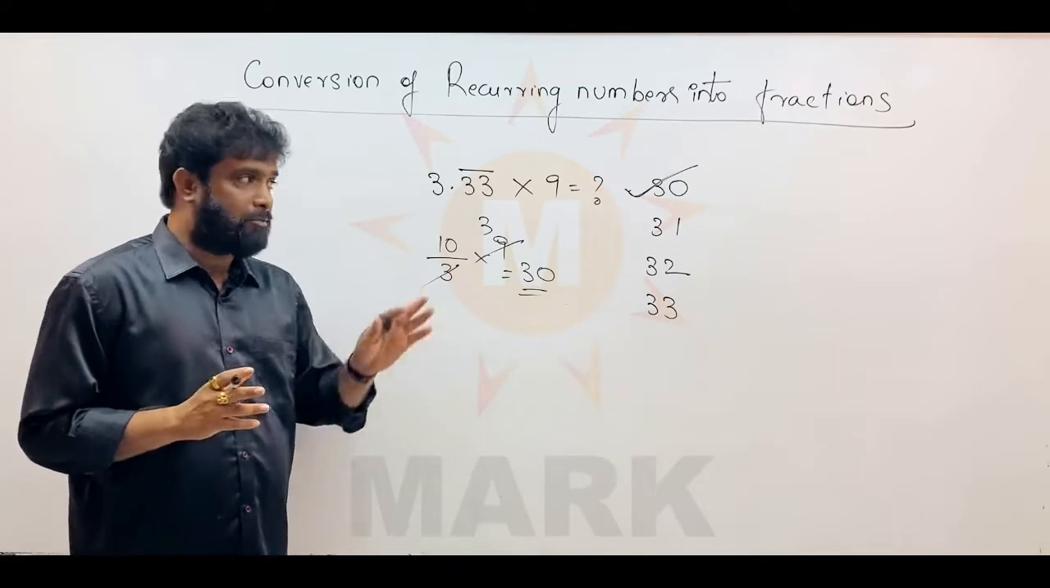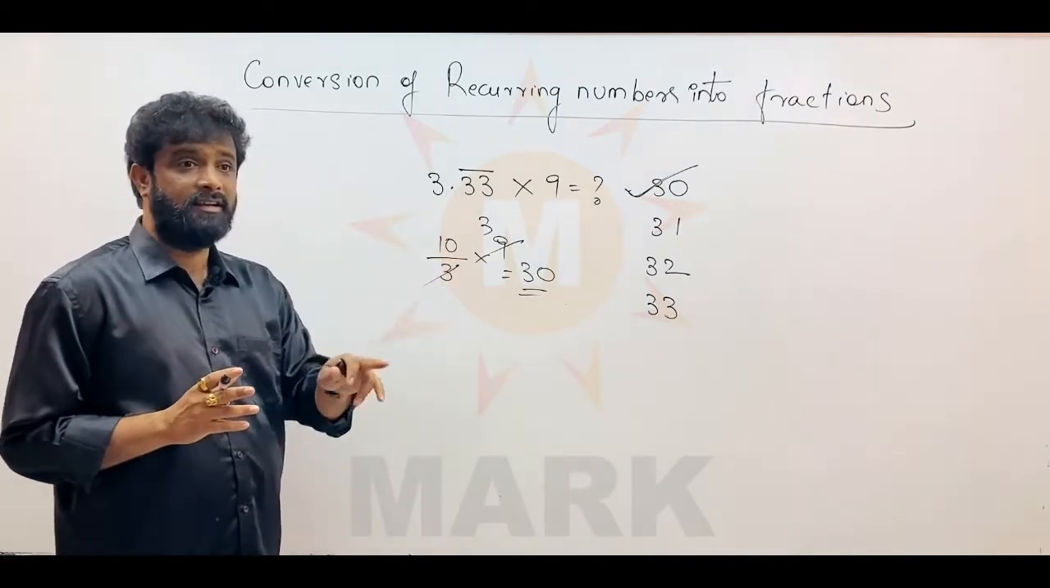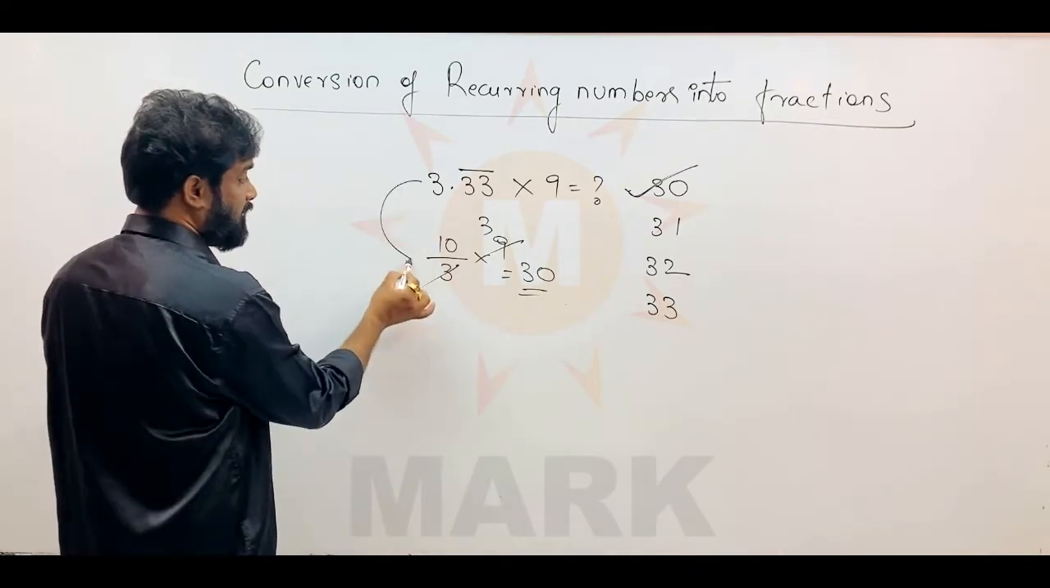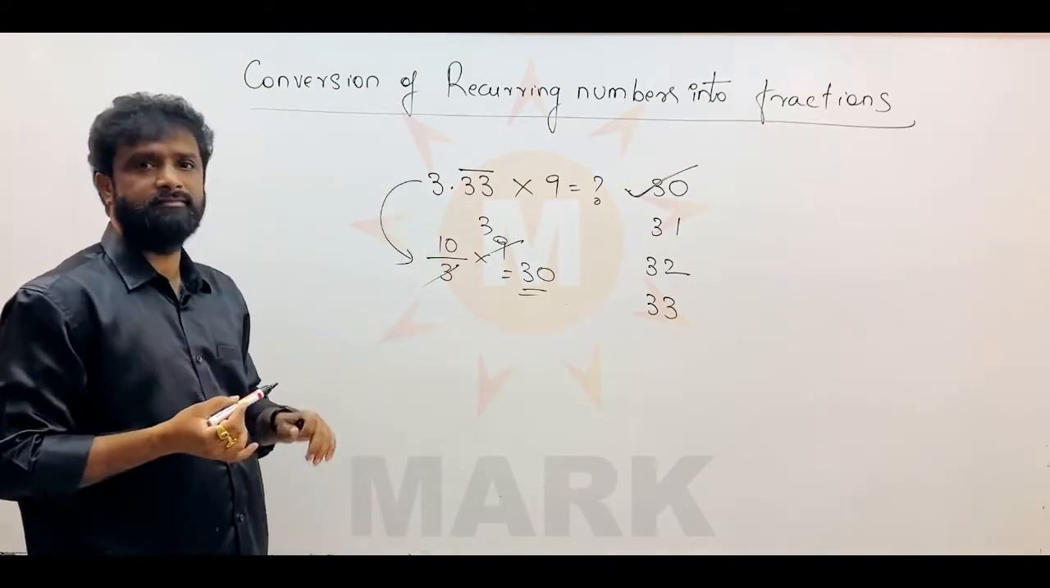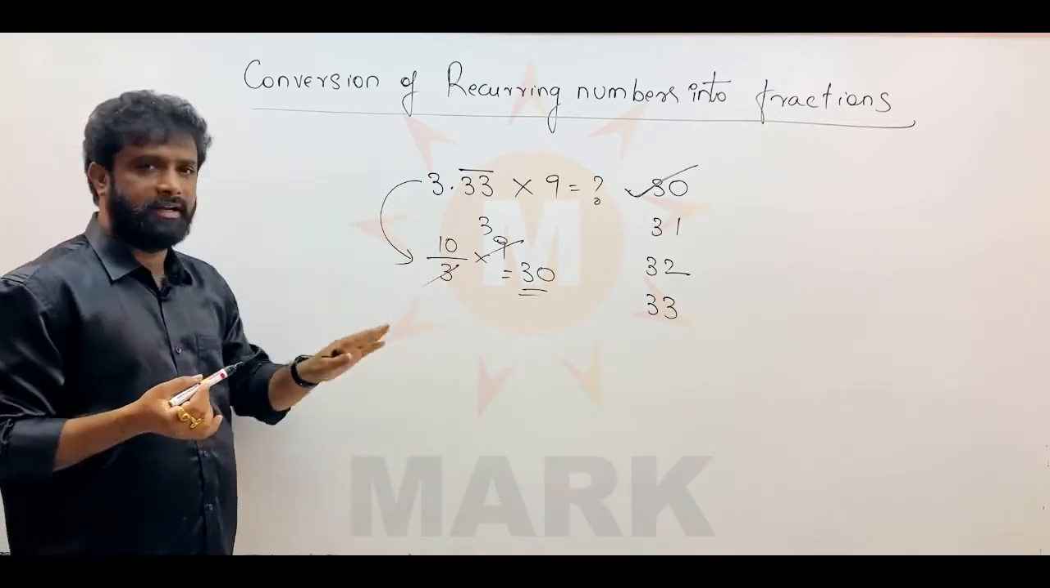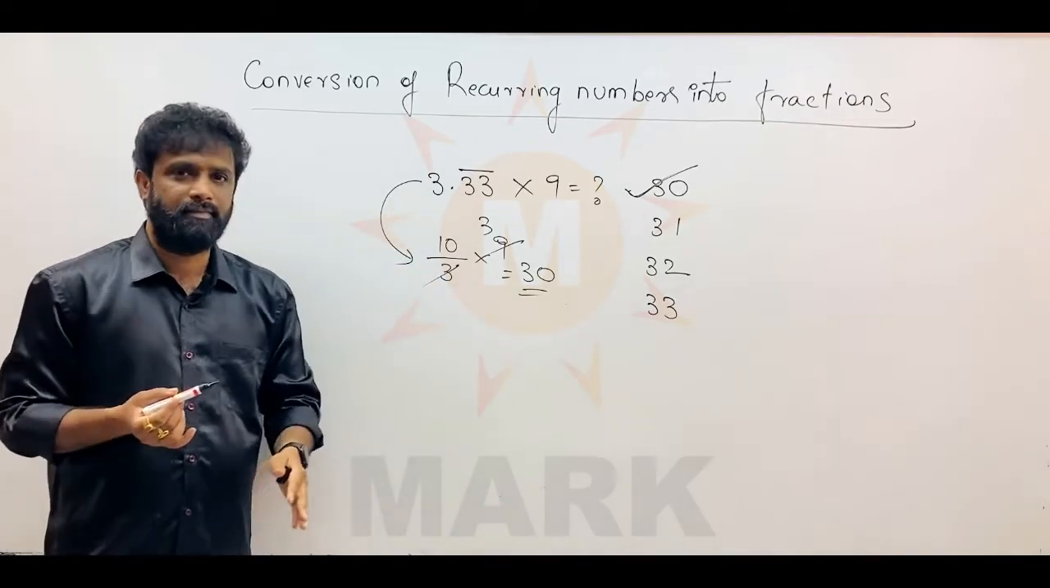But my question is, I am not interested in this answer. I am interested in the way you converted this recurring digit number into a fraction. How did you convert it? आपने convert कैसे कर दिया 3.33 bar to 10 by 3? How did you convert it so instantly?